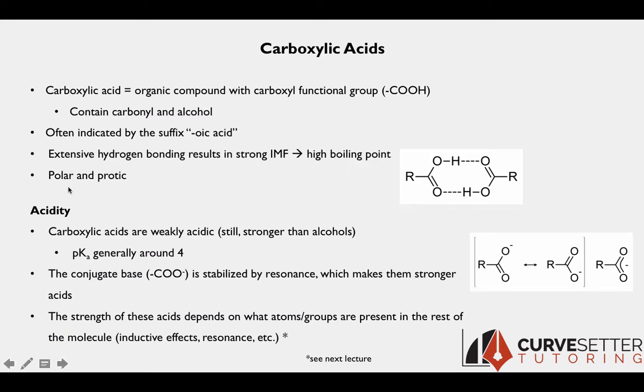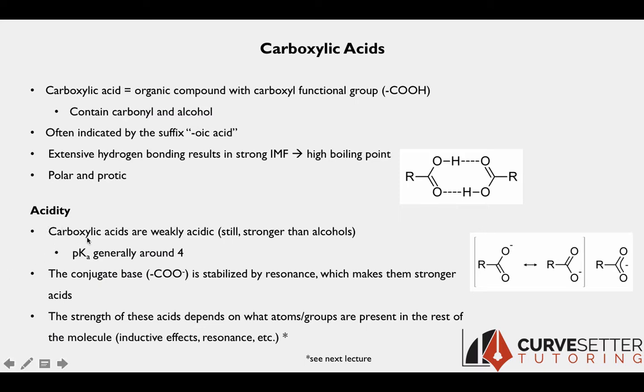And they're polar and protic. The carbonyl carbon in the carboxylic acid is bound to 2 oxygens, which are very electronegative. And so that carbon of the carboxyl group is quite delta positive, whereas the oxygens are delta negative. So that's quite a polar bond. And so it's a polar functional group, and it's protic, meaning it can donate a hydrogen or protonate other species.